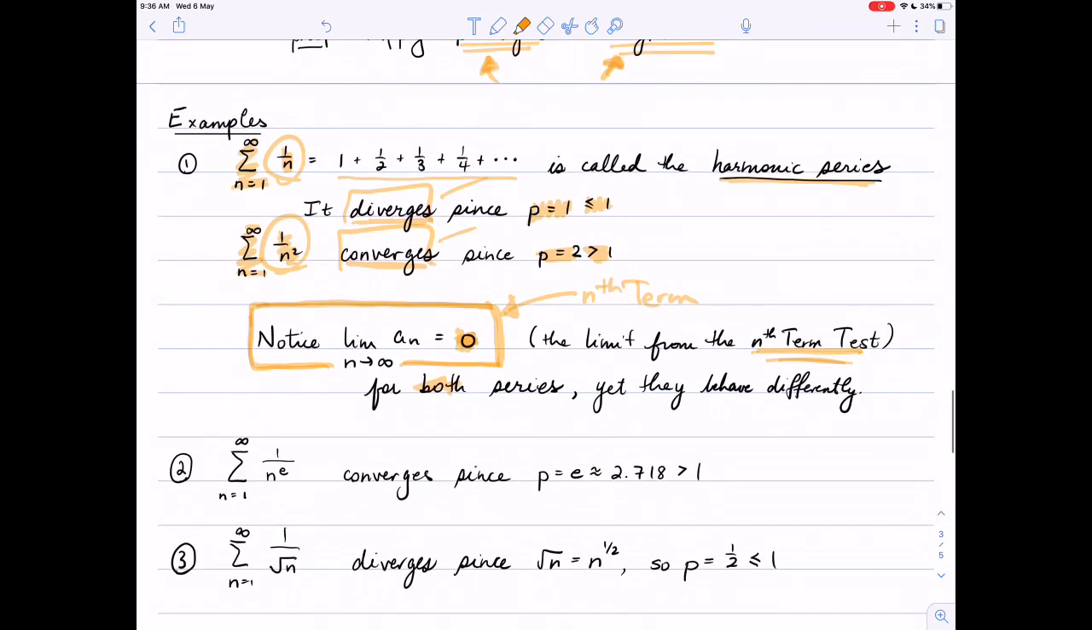So, two last little examples real quick. If we have the sum from n equals 1 to infinity of 1 over n to the e, this converges, since e, the power, is approximately 2.718, and that is greater than 1, and so we have a convergent series. Number 3, the sum from n equals 1 to infinity of 1 over root n diverges, since root n is n to the 1/2, so p is 1/2, and that is less than or equal to 1. And it is really that quick and that simple for the P series.